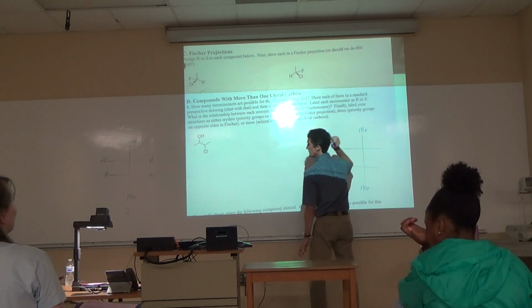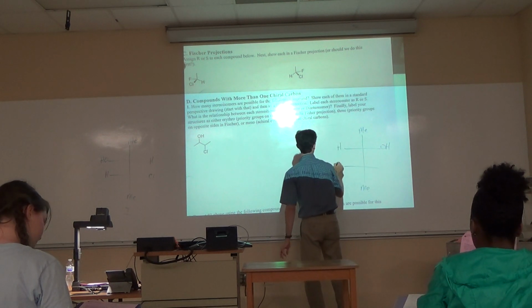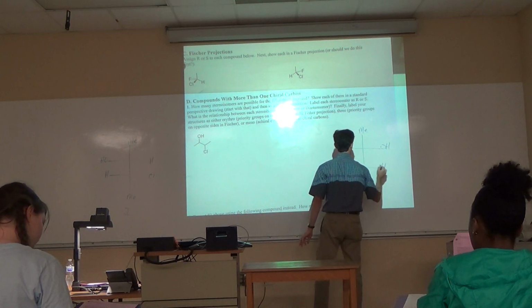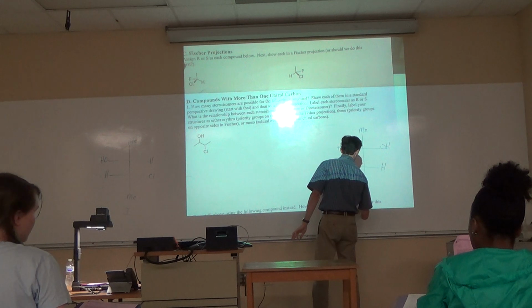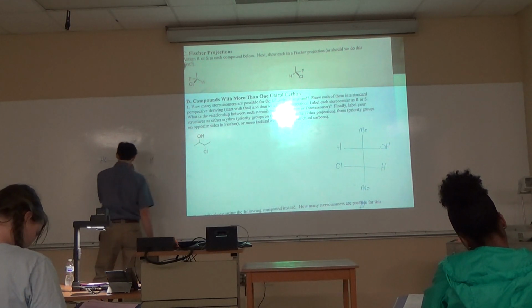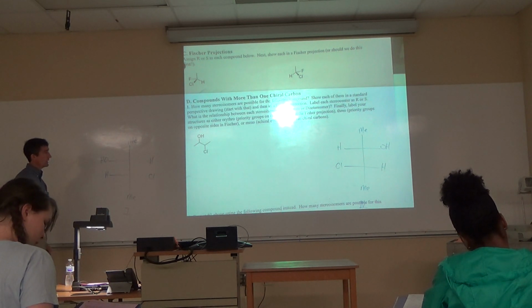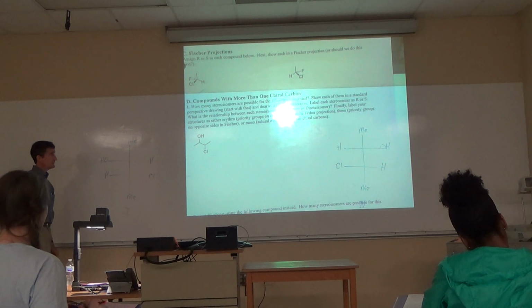Well, if it was the enantiomer, the H was here, the OH was there, chlorine was there, and the H was there. Roman numeral 4. Those look like enantiomers. Indeed they are. That was a DL pair.